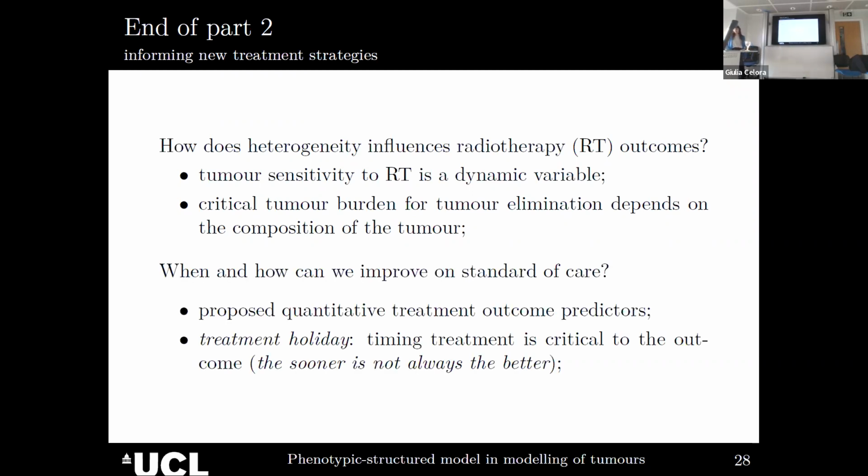And on when and how we can improve on standard of care, we propose some quantitative treatment and outcome predictors: tumor burden as well as stem cell incidence in the tumor. And then there is this idea of treatment holidays being beneficial, the idea that the sooner is not always the better. So sometimes waiting can be beneficial. This has been seen before in other models. What is interesting is that we also find an optimum, so the idea that waiting too long can also be troublesome.